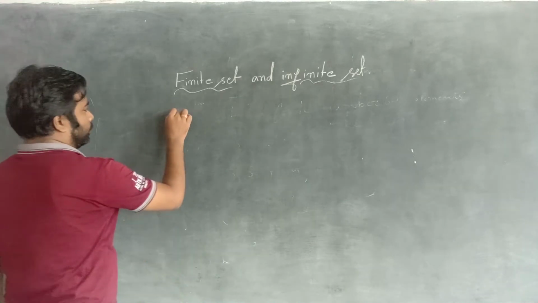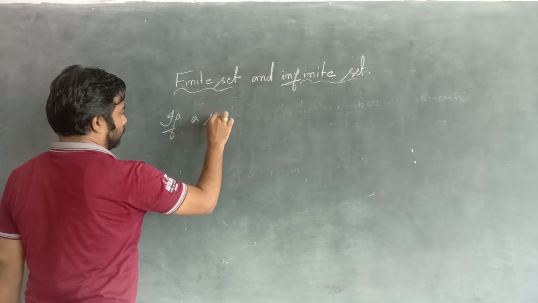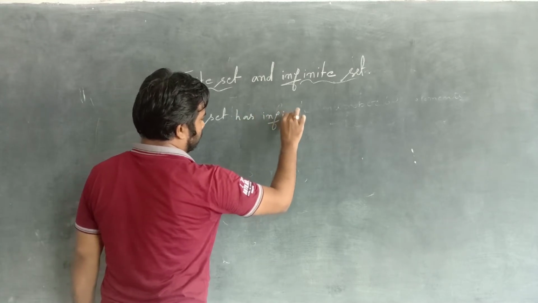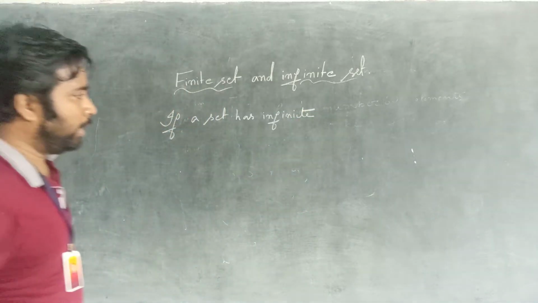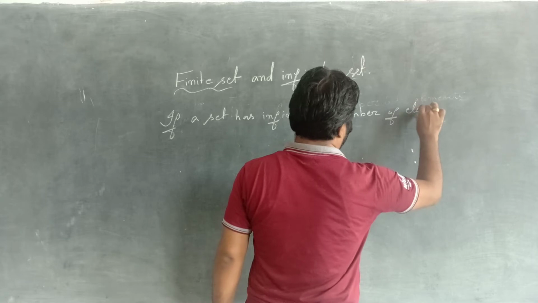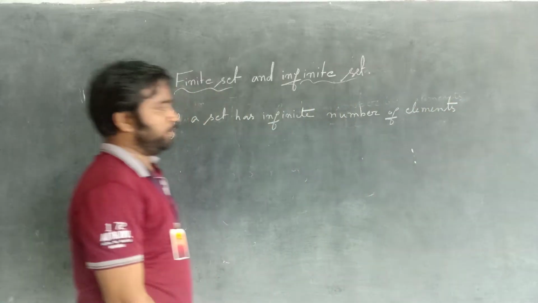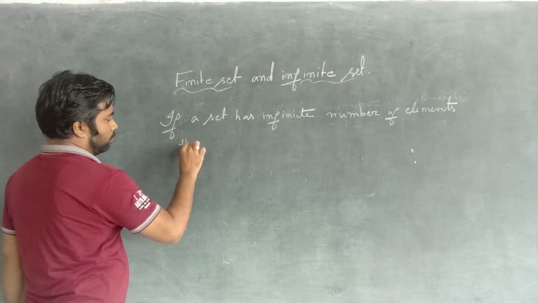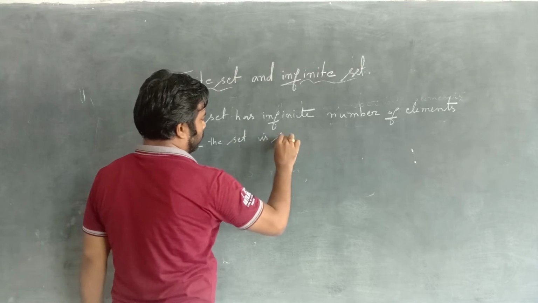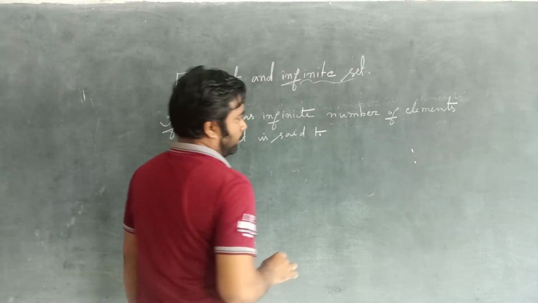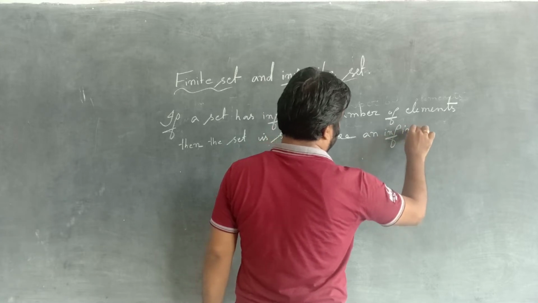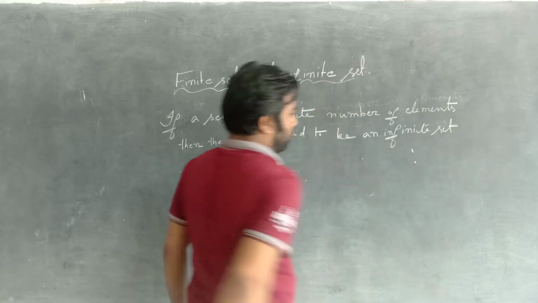Next is infinite set. If a set has infinite number of elements, then the set is said to be an infinite set. So this is the definition of infinite set.